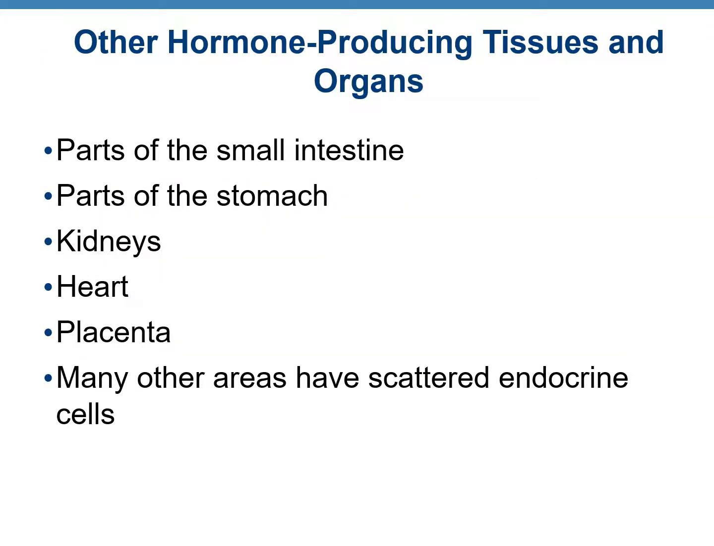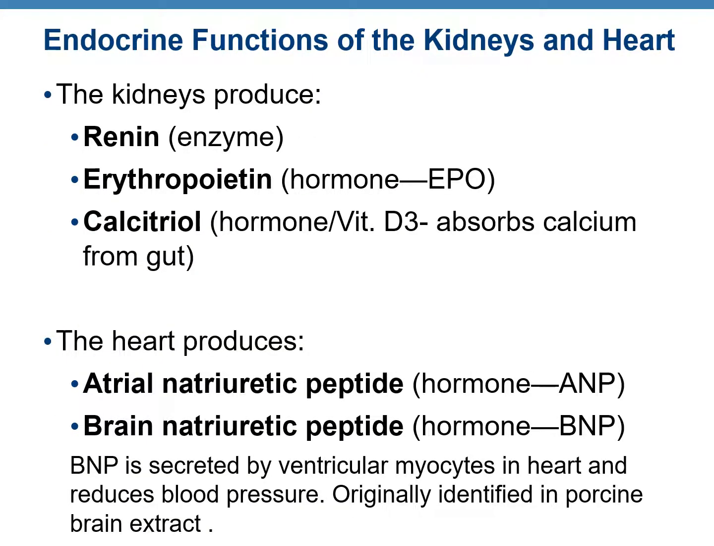This slide lists some other hormone-producing tissues and organs such as kidneys, heart, and placenta. For these structures, hormone production is a secondary function. The kidneys produce erythropoietin hormone, which is responsible for red blood cell production, and calcitriol, which helps in absorbing calcium from the intestines. The heart produces two hormones, the ANP or atrial natriuretic peptide and the BNP, the brain natriuretic peptide.